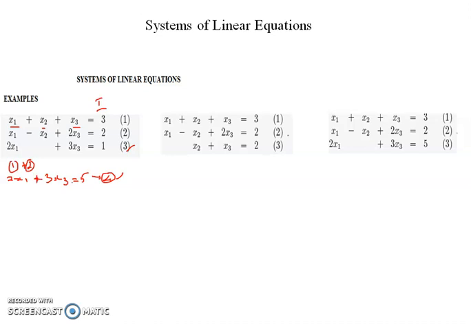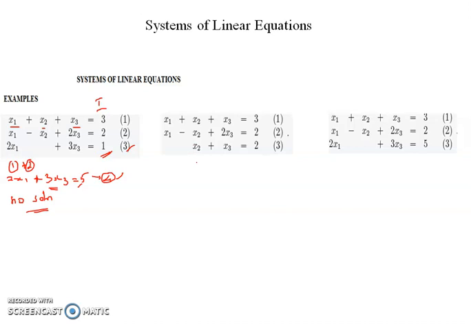2x1 plus 3x3 is equal to 5 you have generated, and the given equation is 2x1 plus 3x3 is equal to 1. So there occurred a mismatch, hence from this equation you won't be able to generate any solution. So no solution will be generated because the generated equation is somewhat different from that of the given equation.